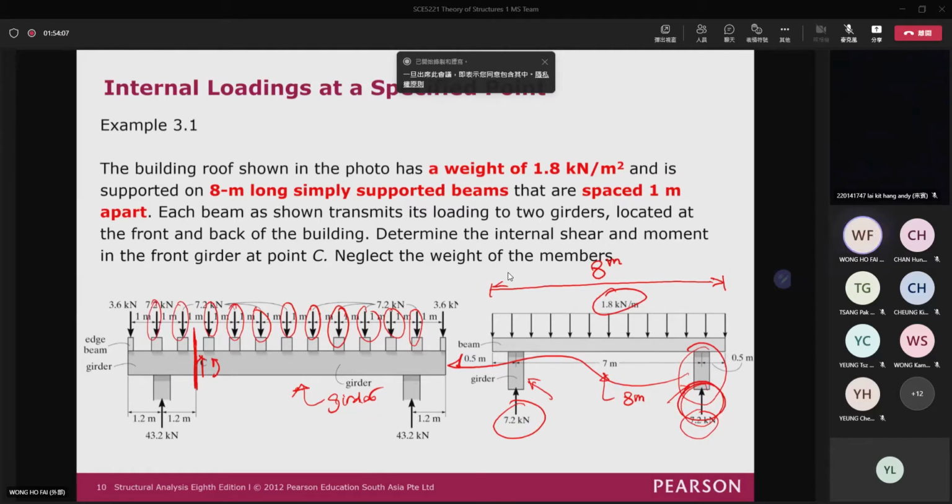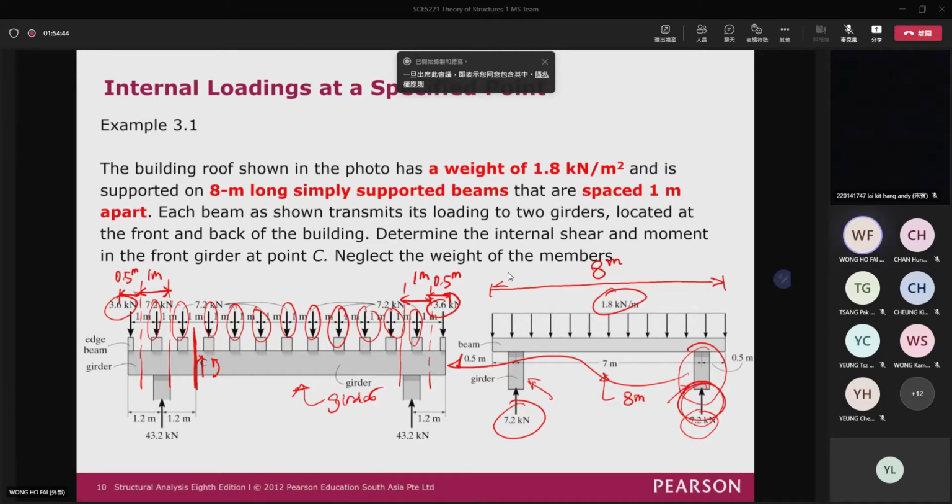Now on the edge of the girder, you can see that it just carries half of the distance, because each beam carries the loads of 1 meter. However, for the edge of the beam, it just carries the width of 0.5 meter. As the loaded width is smaller, or just half, the load applied at the edge of the girder is just equal to 3.6 kN.